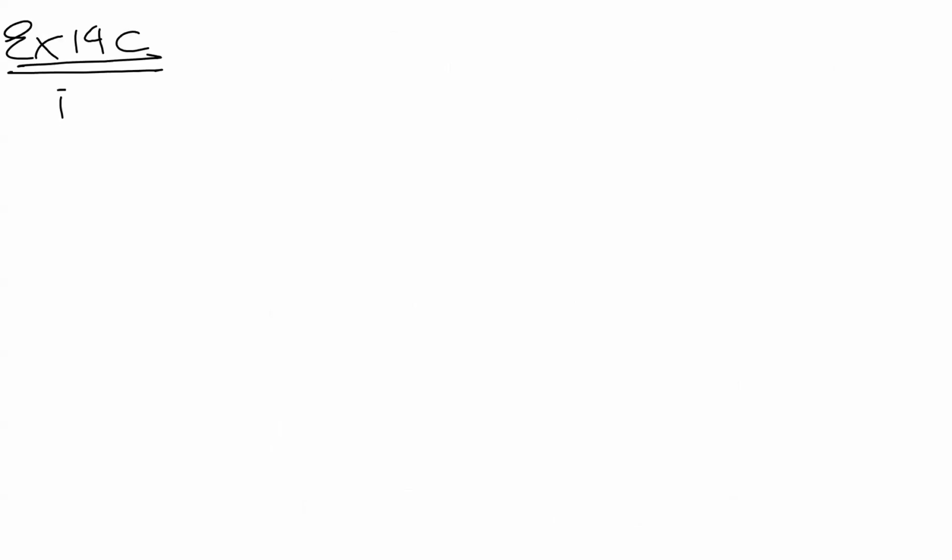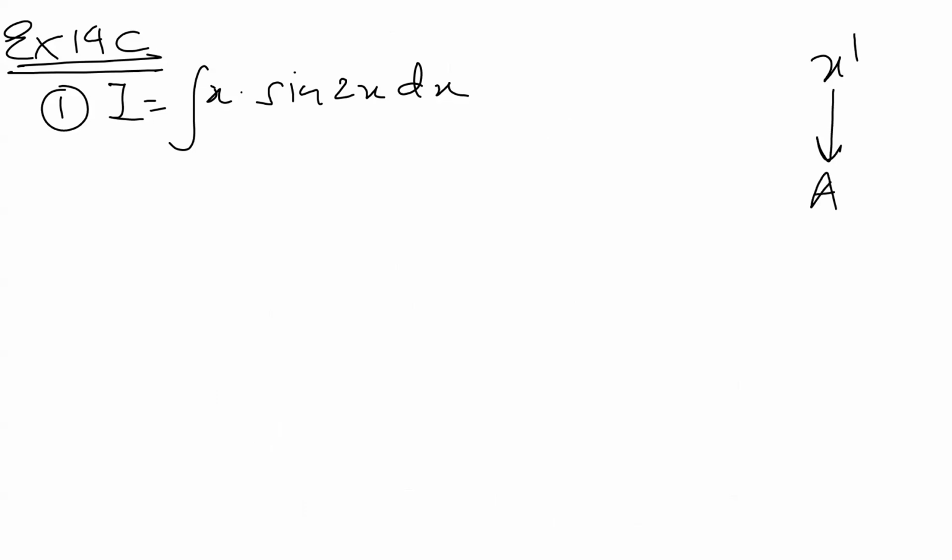Exercise 14C, question number 1. Integration of x sine 2x dx. Now x is x raised to 1, which is an algebraic term. Okay, x raised to n, algebraic term, and this is trigonometric. So LIATE, algebraic and trigonometric. So it is as per the order. So we need not reshuffle this. Okay, so the first term becomes u and the second term becomes v. This is u and this is v.